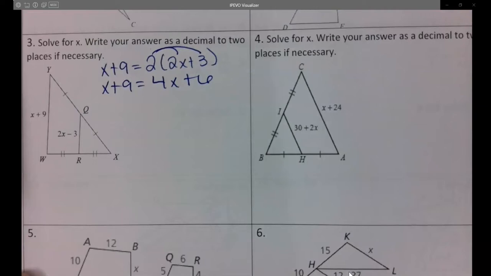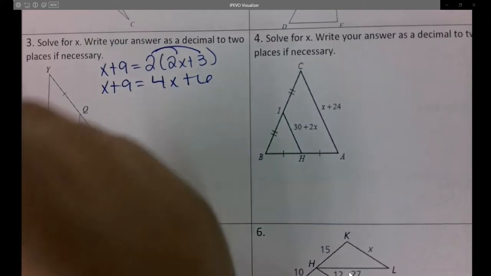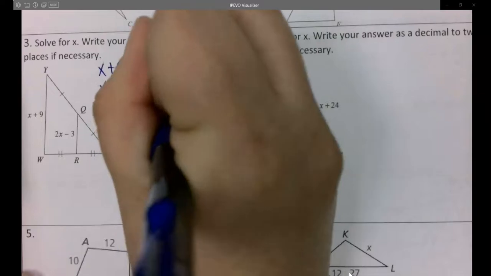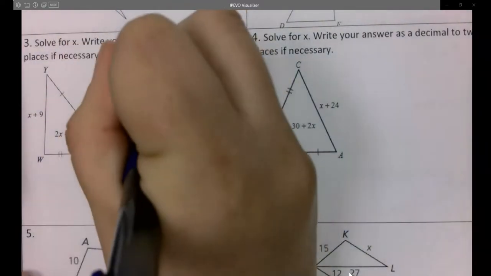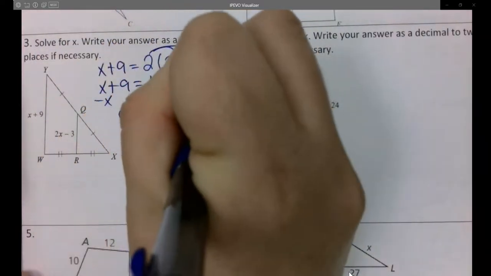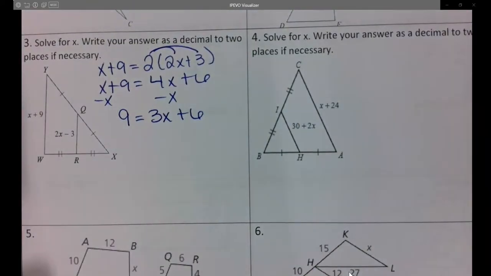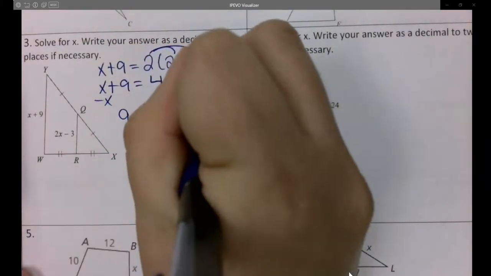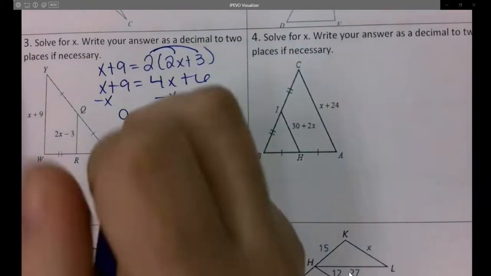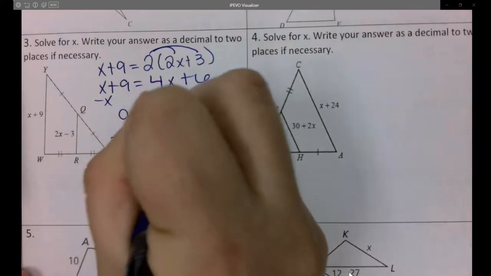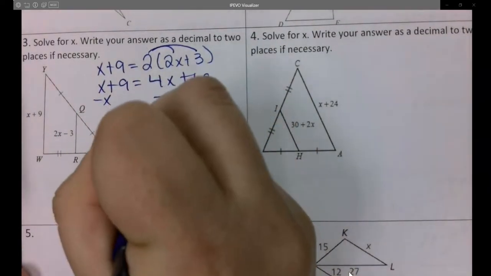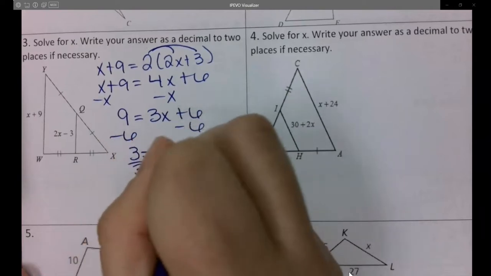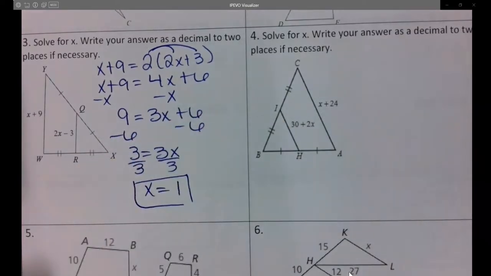Then I want to go ahead and get all of my variables on the same side. So I'm going to subtract x on both sides. That's going to give me 9 on the left, 3x on the right, plus 6. Then I want to move that 6 over, so I subtract both sides by 6. I get 3 equals 3x. Then I want to divide both sides by 3, and I get x equals 1.